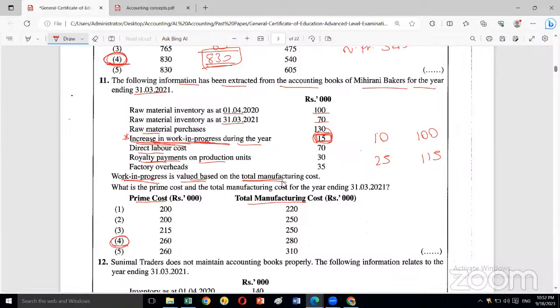Question number 11, the fourth one is the correct answer. Sir, if the work in progress is decreased, we have to add. Yes, we have to add, not to the prime cost, but to the manufacturing cost. Increase means decrease, decrease means increase, like that.